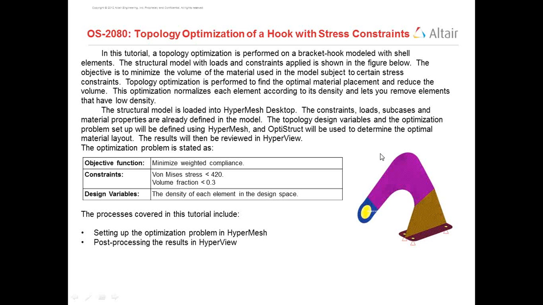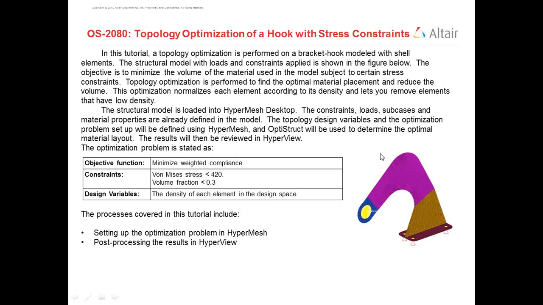The optimization normalizes each element according to its density and lets you remove elements that have low density, that is, towards the void region. The structural model is loaded into HyperMesh desktop or in HyperWorks Student Edition. The constraints, loads, subcases and material properties are already defined in the model. The topology design variable and the optimization problem setup will be defined using HyperMesh, and OptiStruct will be used to determine the optimal material layout. The results will then be reviewed in HyperView.